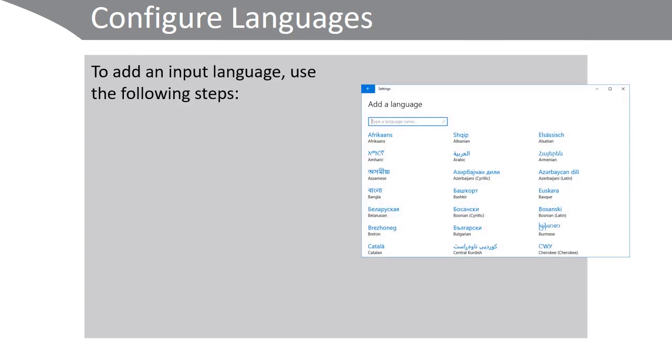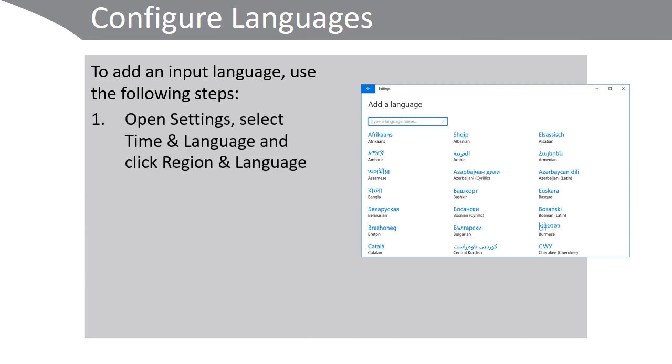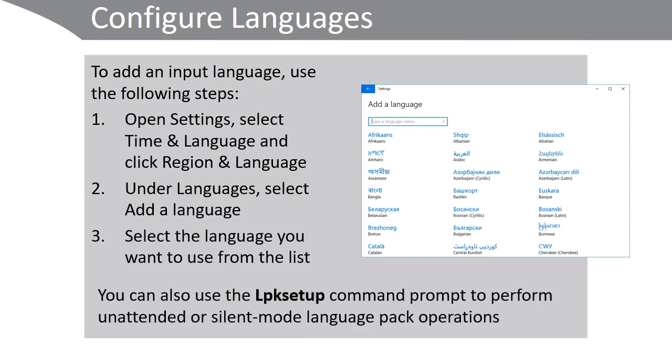Windows 10 supports a number of input languages. You can configure these through the Add a Language option in Settings. Open Settings, select Time and Language and click Region and Language. Under Languages, select Add a Language. Select the language you want, and then you can also use the LPK setup command from the command prompt to perform unattended or silent language pack operations.